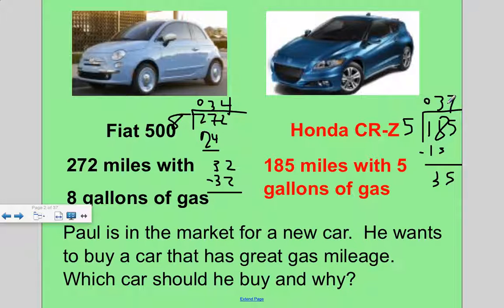or 37 miles for each gallon I put in the car. So that means I would recommend he buy the Honda CRZ because you can drive 3 extra miles for every gallon of gas. If you say, well, it's only 3 miles, but think of how many in the lifetime of a car. That could be a lot. Like if they had 2 gallons of gas, that would be 74 miles with 2 gallons of gas, while this will only be 68 miles with 2 gallons of gas.